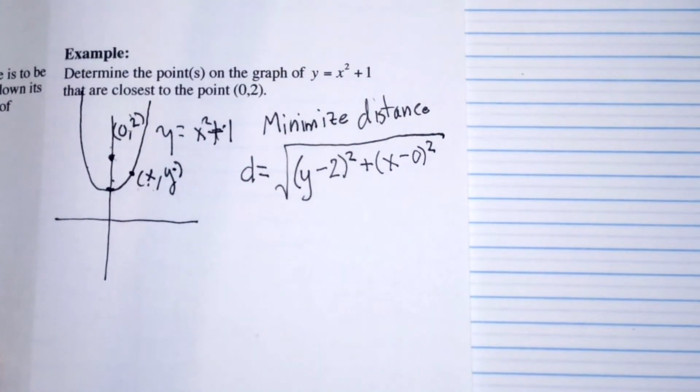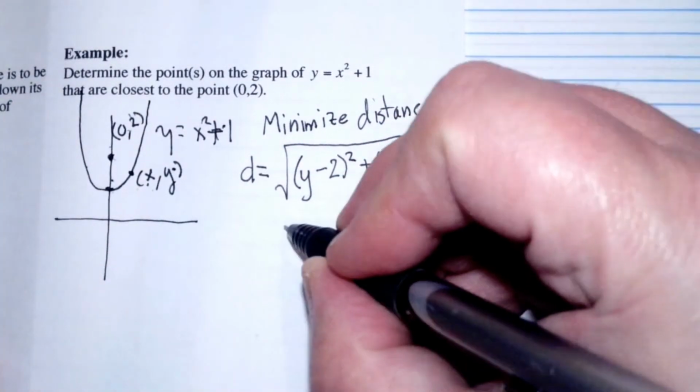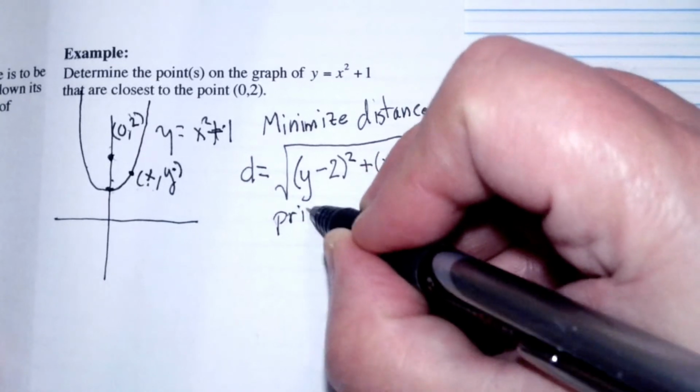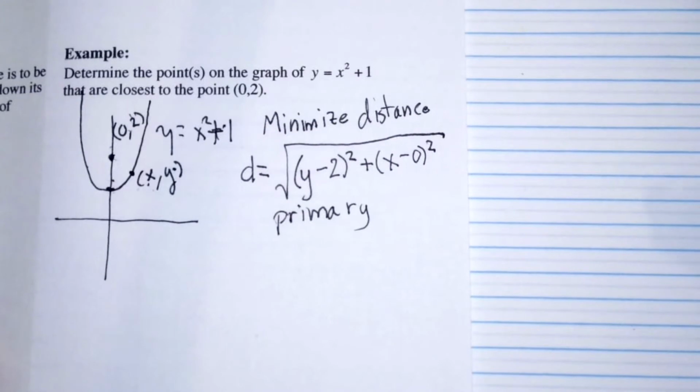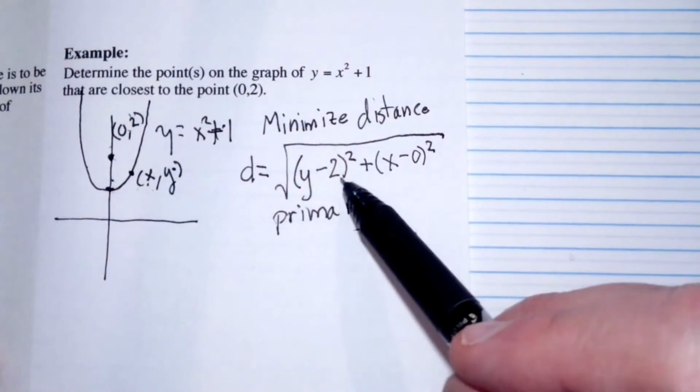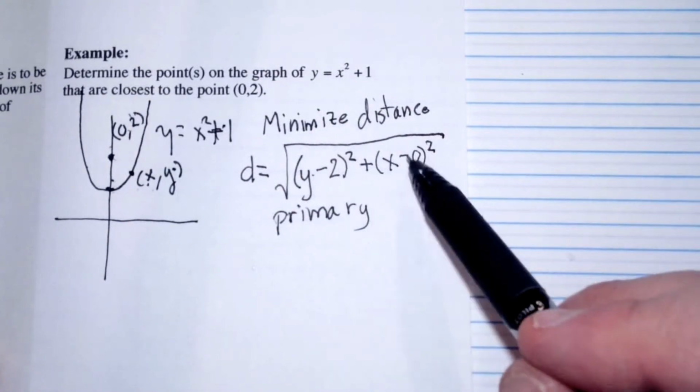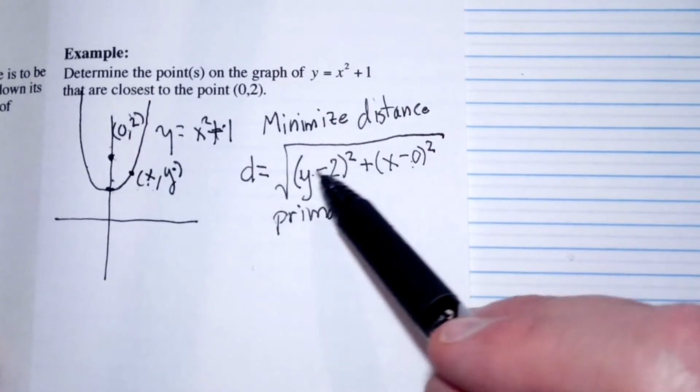Alright, so that's our primary equation, and remember the primary equation is the equation for the thing that needs to be maximized or minimized, and we want to minimize the distance, so the distance equation is our primary equation. Now it's probably not in its final form, but that's okay for right now. In fact, we know it's not in the final form because we have two different variables here.